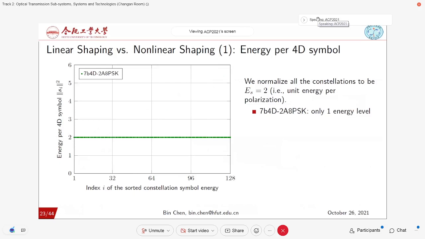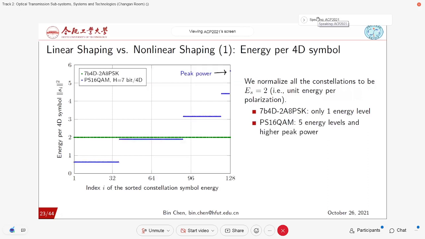And then before we go to the nonlinear performance, let's analyze the energy in 4D. If you look at the 4D symbols for a constant modulus modulation format, it should have just one line for all the constant symbols. For example, the 4D288 PSK proposed by Mitsubishi is shown by the green one, with only one energy level. But for the PS, or even for the CT-QAM, you have multiple energy levels.